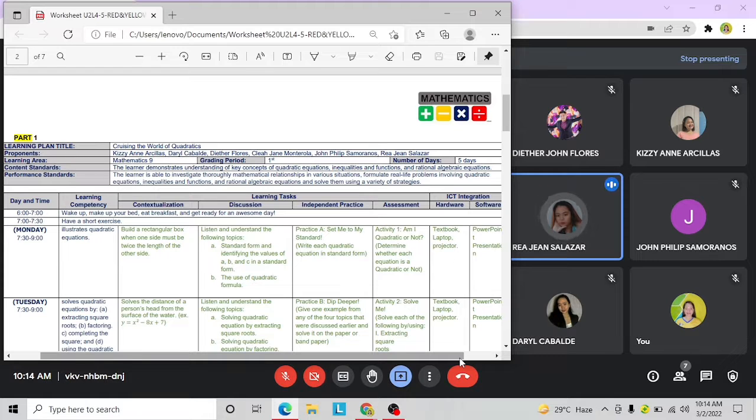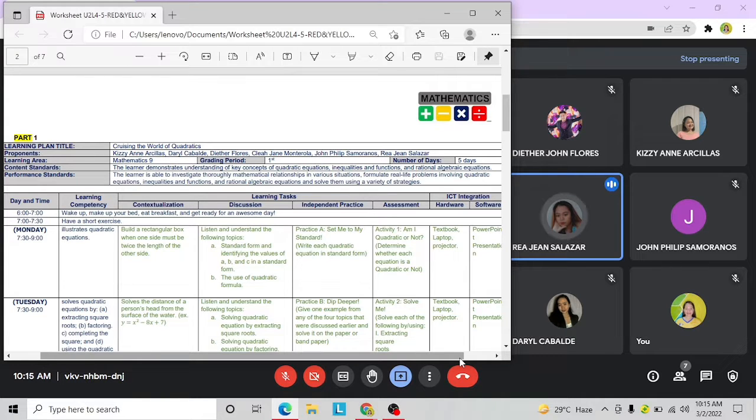Day and time: Monday, 7:30 a.m. to 9 a.m. Learning competency: illustrates quadratic equation. The learning task first is contextualization. Build a rectangular box when one side must be twice the length of the other side. Discussion: listen and understand the following topics.